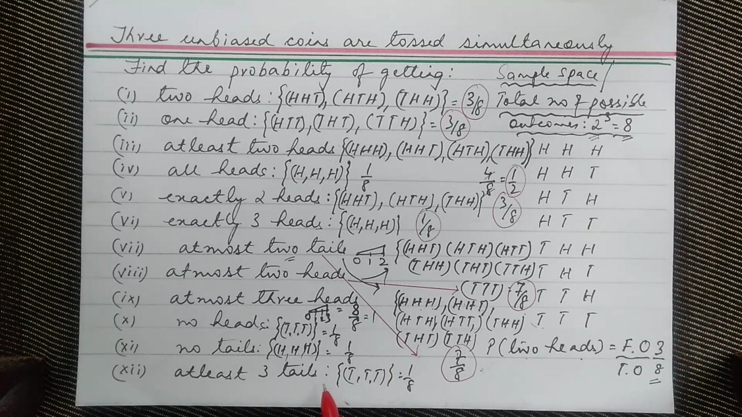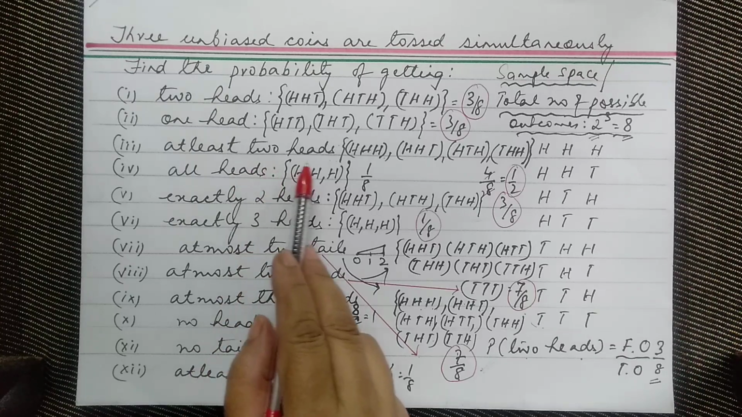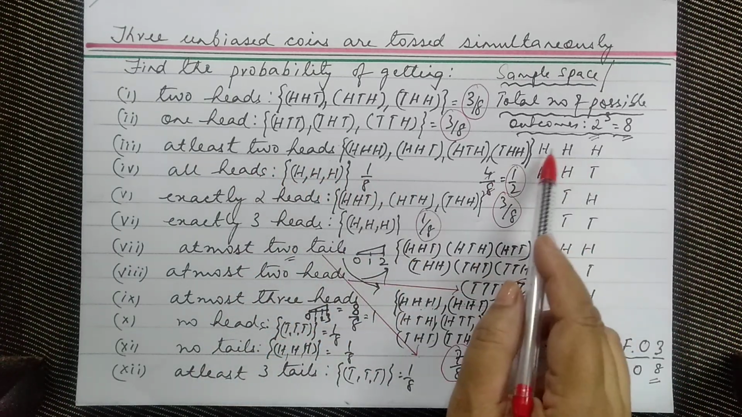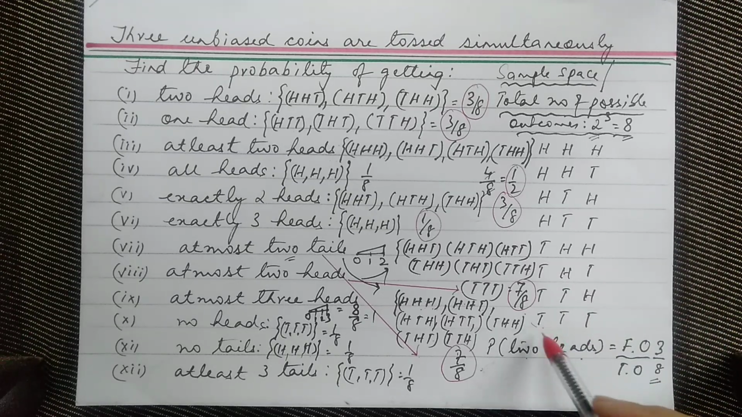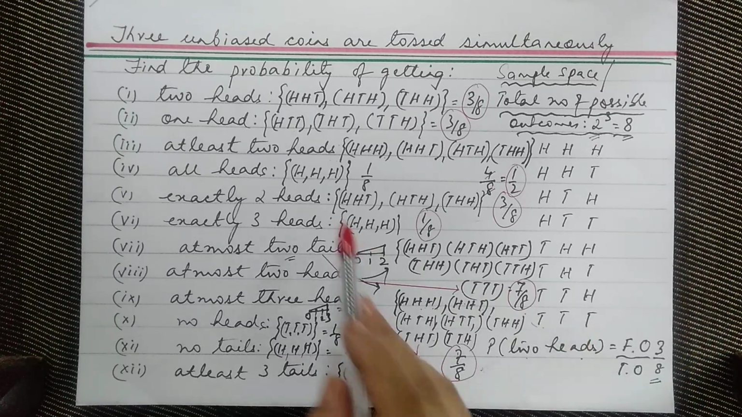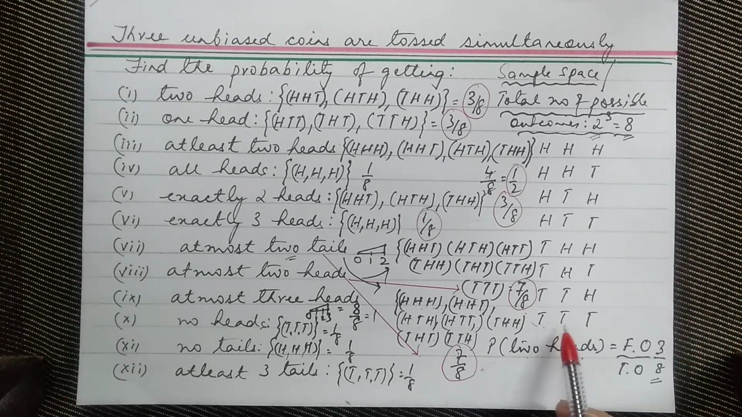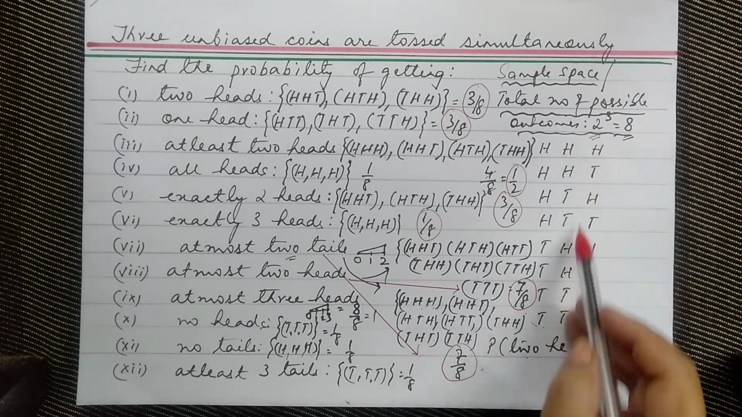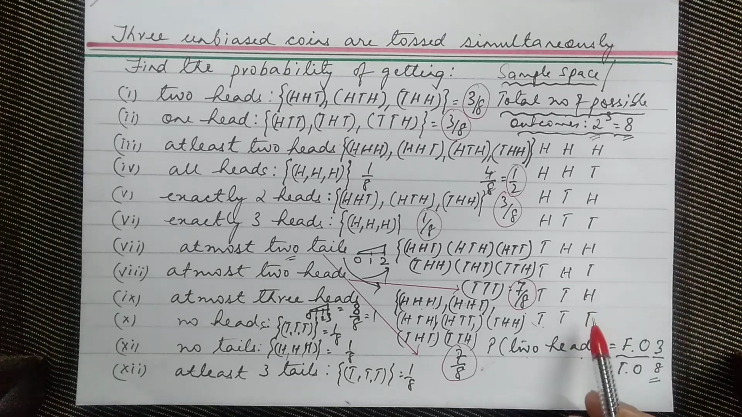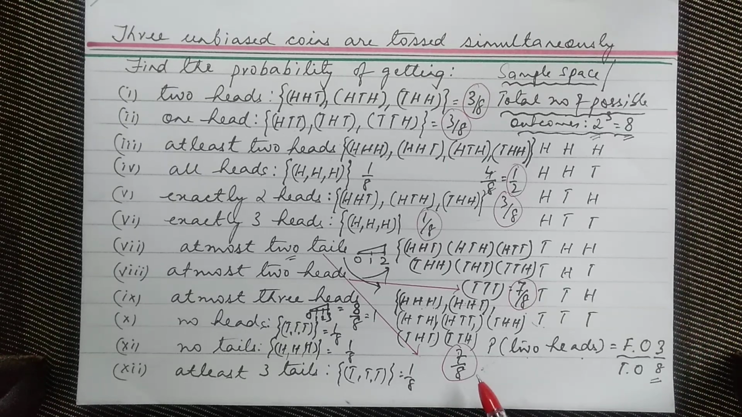Now at least 3 tails. So far we have done at least 2 tails. I don't mind grabbing from this 2 tails, which means this will be included. Okay, so at least 3 tails they have given, not 2 tails. You have here 2 heads. So for at least 3 tails, we'll see to it that 3 tails happens to be only here, isn't it? Tail, tail, tail. Are other outcomes giving us 3 tails? No. Which means this is the favorable outcome, and hence my probability of getting at least 3 tails would be 1/8.